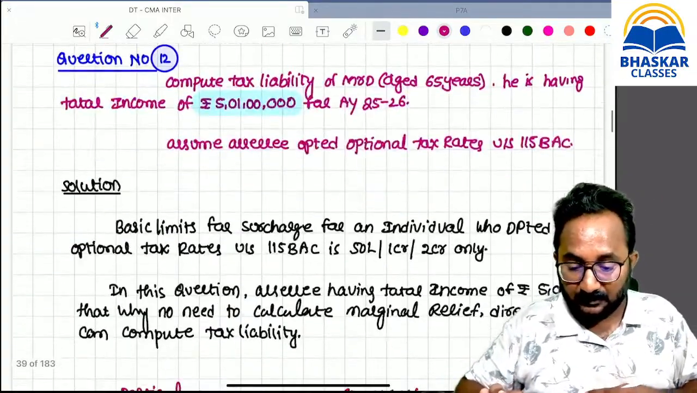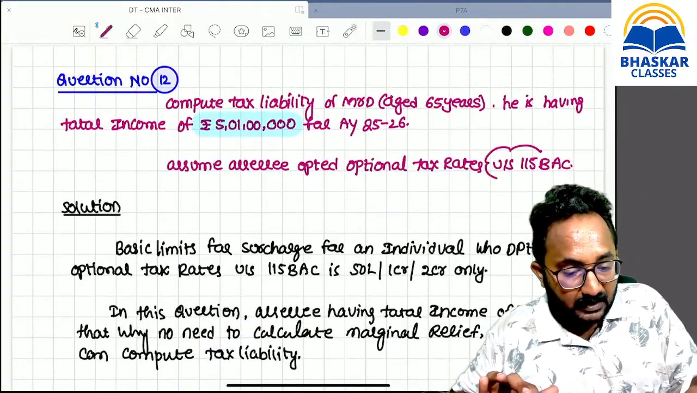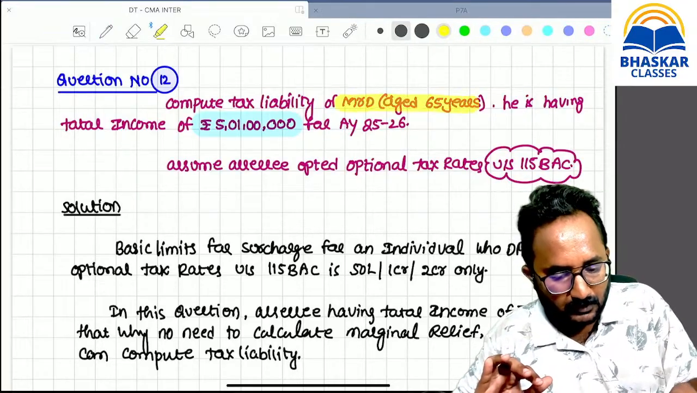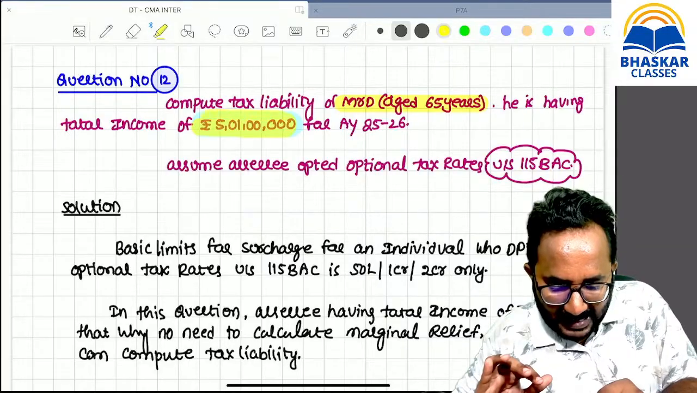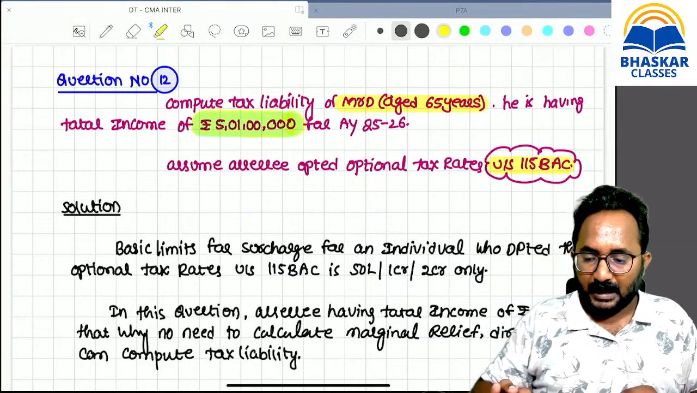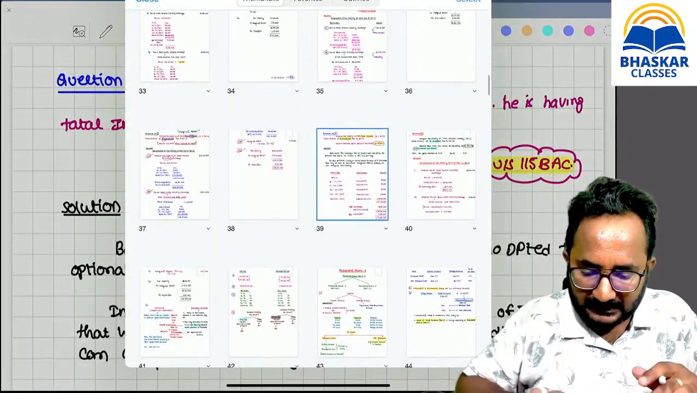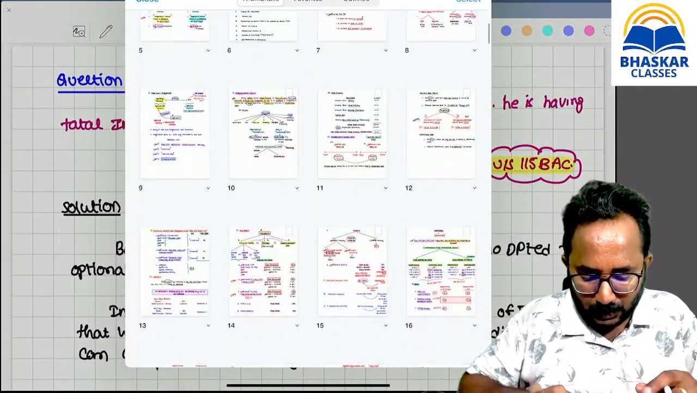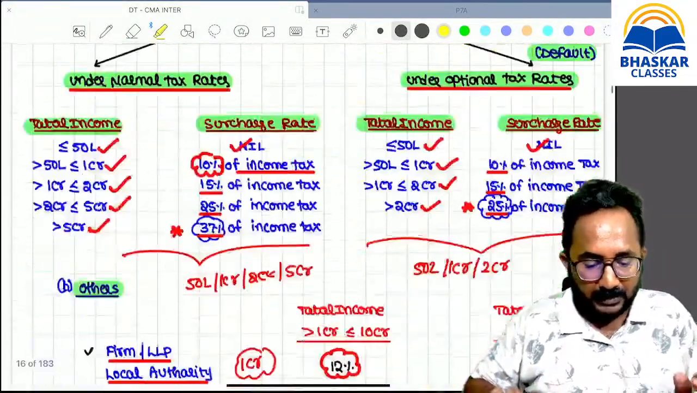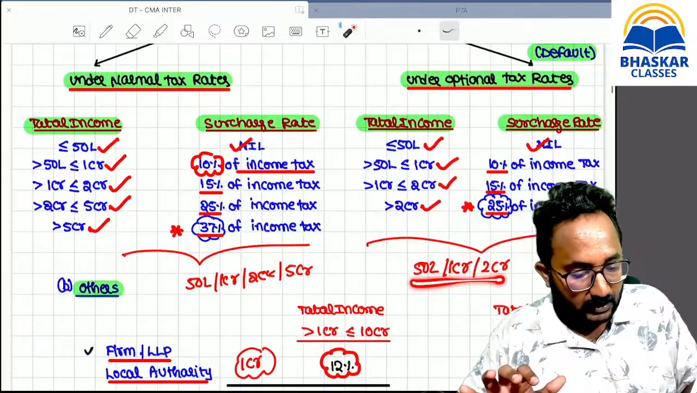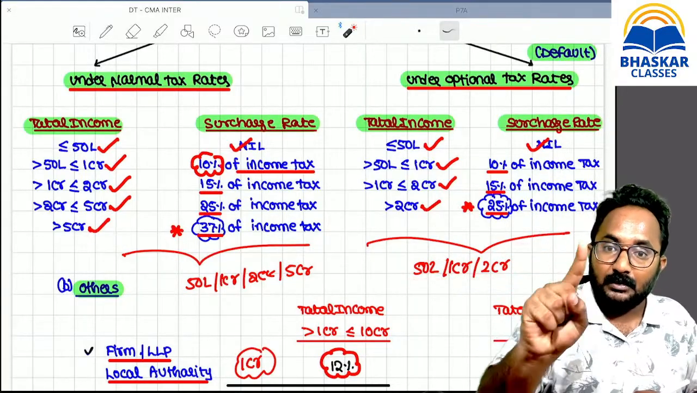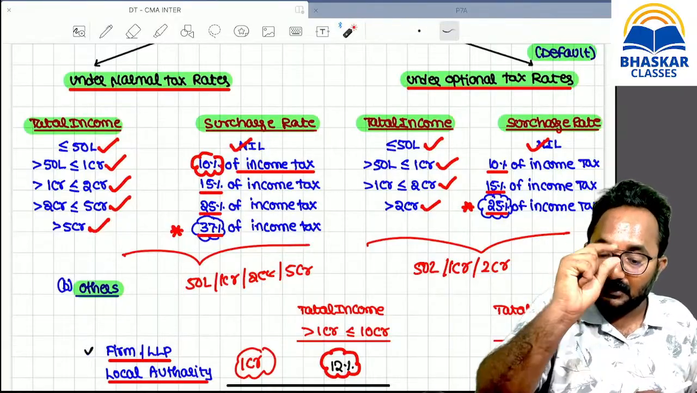But the next question: the same Assessee has opted for the default tax regime, having 5 crore 1 lakh. Can you tell me, under the default tax regime, or the new regime, it is not a basic limit. Remember, 5 crore is not a basic limit. That's why, how can we calculate the tax liability? Here there is no need to follow the marginal relief concept.